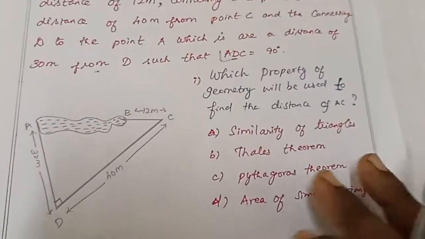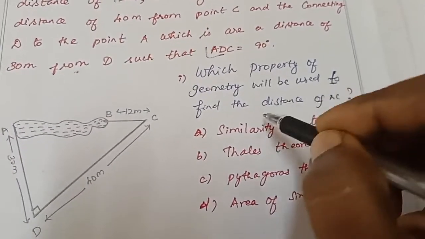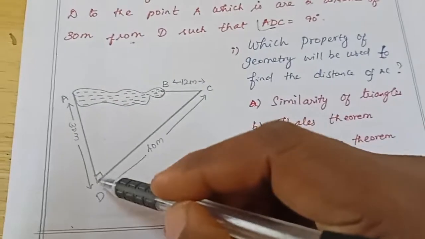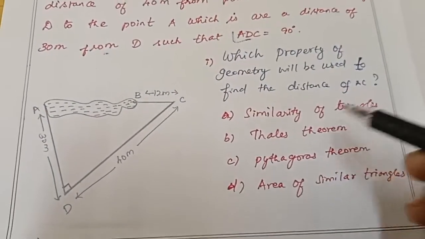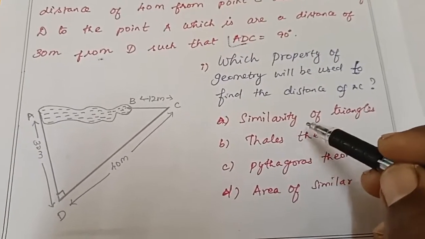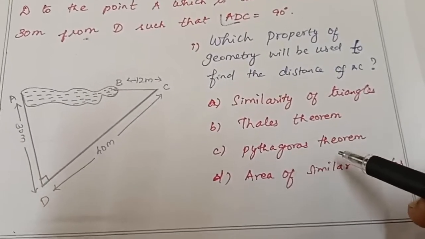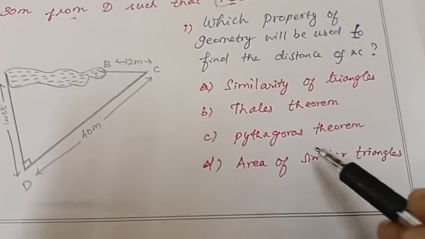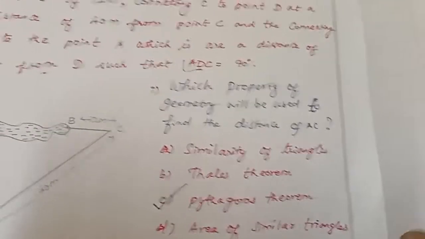So we will go for the first question. Which property of geometry will be used to find the distance of AC? You want to find out the distance of AC. It is a right angle triangle, and for a right angle triangle we can use the Pythagoras theorem. We cannot use similarity of triangles. We cannot use the Thales theorem. We can use only the Pythagoras theorem. So option C is correct.